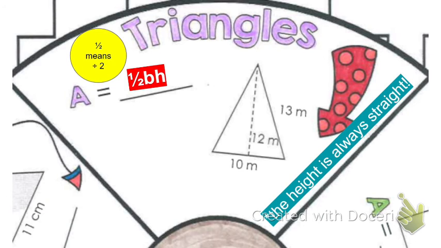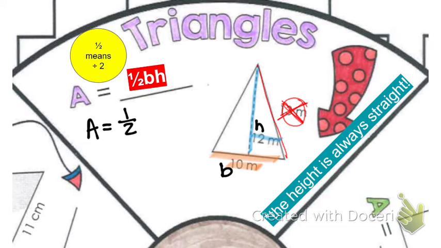Remember, the height is always a straight line. This one is trying to trick you. It gives you a number for this line, which is 13. This is completely useless because it is not a straight line. Our height is going to be the 12. It's that straight line. Our base is going to be the 10. So we're going to go ahead and figure this one out. Area equals 1/2 base times height, 10 times 12.